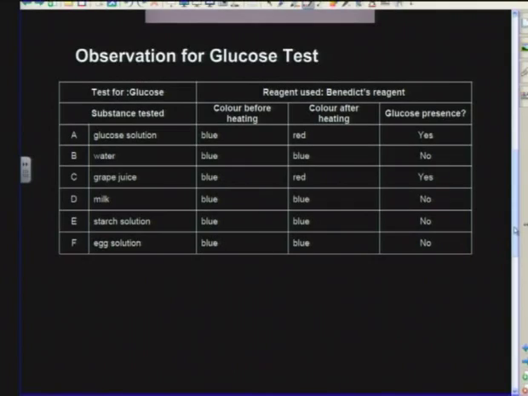When we tested for water, we saw that it remained blue, and here you can clearly see it remains blue, which indicates a negative test. And so on. We went into grape juice, and yes, grape juice does contain glucose. Milk, guys, remained blue, so no glucose. Starch solution remained blue, and hence no glucose. And our egg solutions remained blue, which indicates that there was no glucose present.